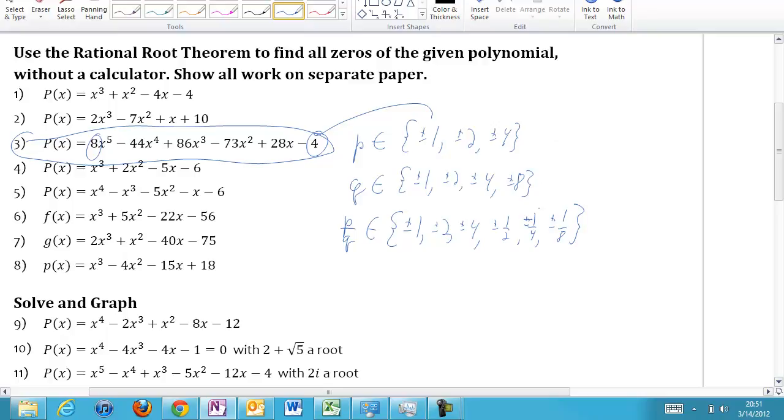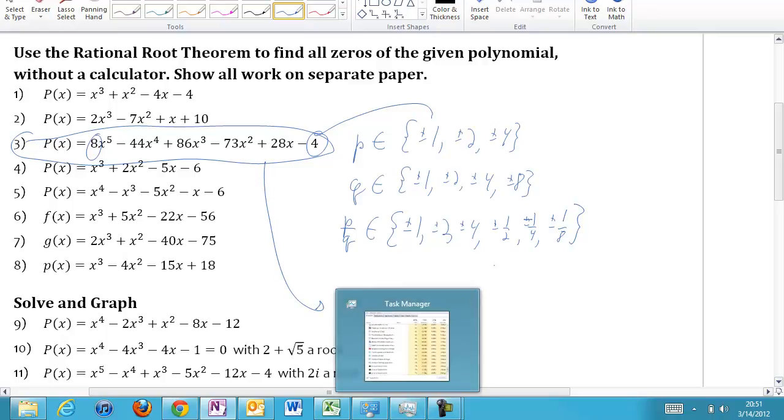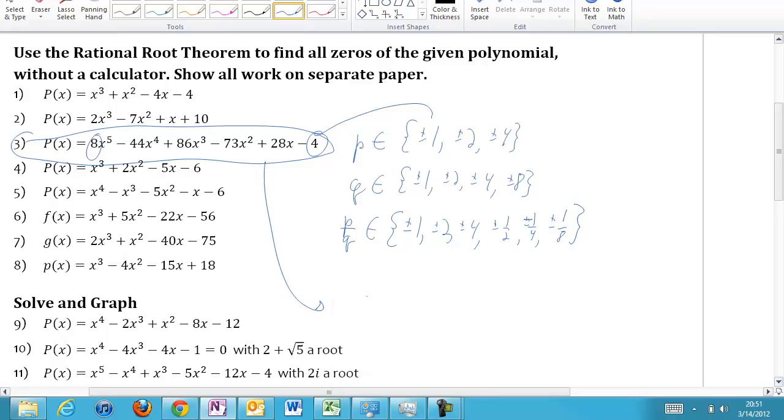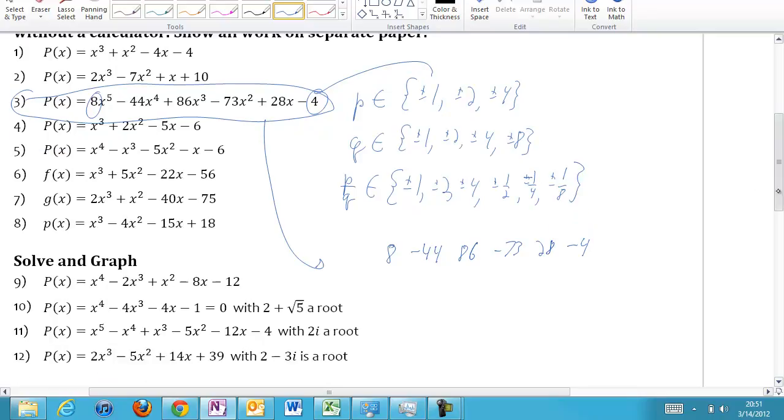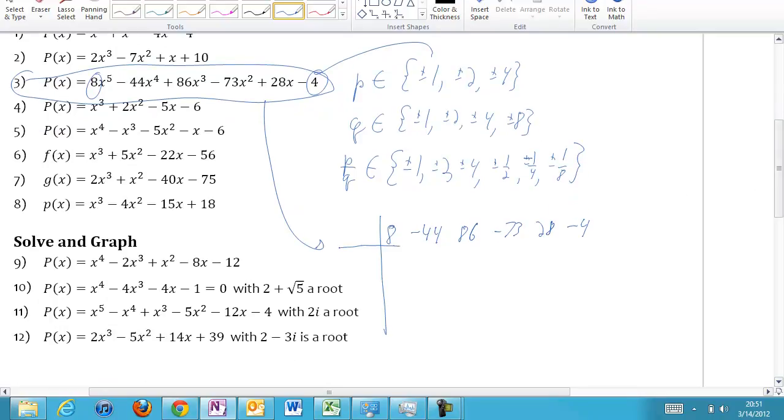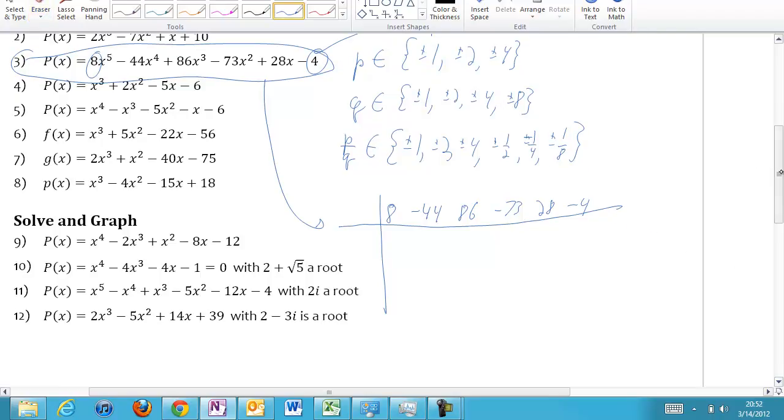It's not too bad. I know it looks like a lot, 12 possibilities. It's a 5th degree polynomial. I have to get it down to a 2nd degree polynomial in order to either factor it or use the quadratic formula. So let's list out the coefficients: 8, negative 44, positive 86, negative 73, 28, and negative 4. No zero coefficients, so we're good. And let's start testing. I haven't seen this one in a while, so I really have no idea which ones are going to work, but I tend to test the easy numbers first.